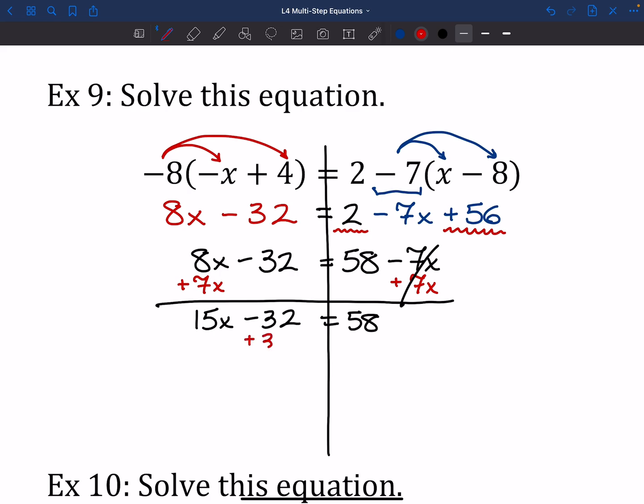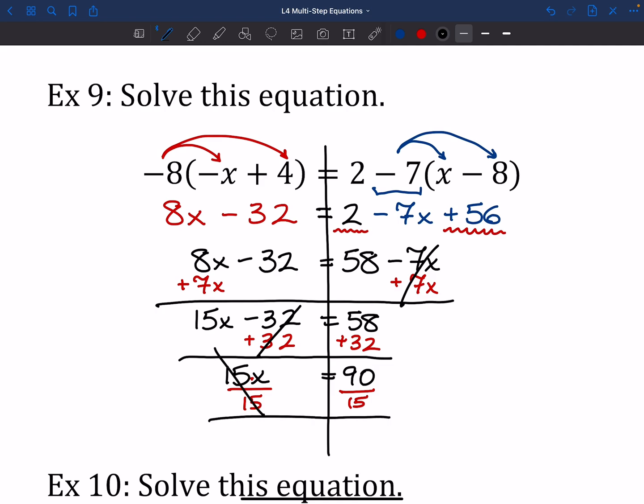That negative 32 has got to move over to the right. So I'm going to do that by adding it. We'll get 15x, the 32's are gone, and then over on the right-hand side, 58 plus 32 is going to give us 90. All right. Last but not least, 15x is 15 times x, so let's divide by 15 on both sides. All right. When I do that, the 15s are going to cancel on the left there. We're left with just an x. And then over on the right-hand side, 90 divided by 15 is going to leave us with 6.